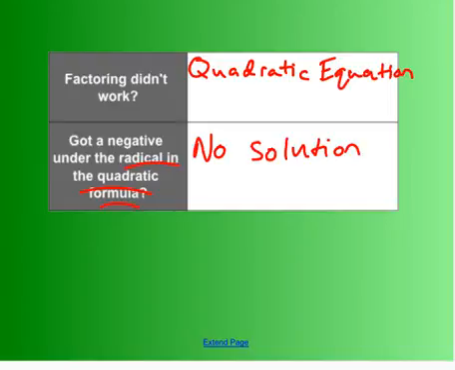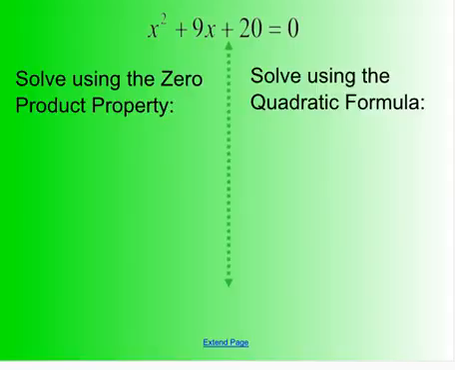So these are your problem-solving steps. Hey, I can't factor it, so I need to try the quadratic formula. If the quadratic formula doesn't work, then it's going to be no solution. That's why we like the quadratic formula, because it works every single time if there is an actual answer. So, solving using the zero product property.